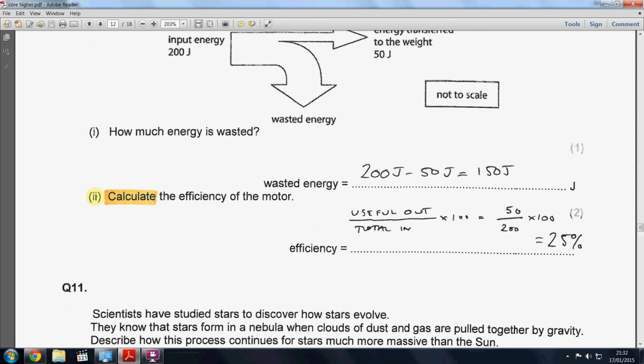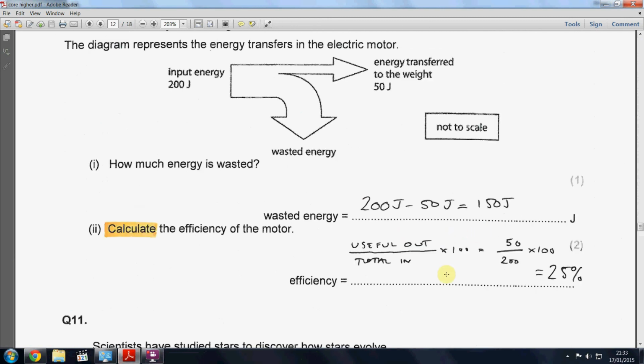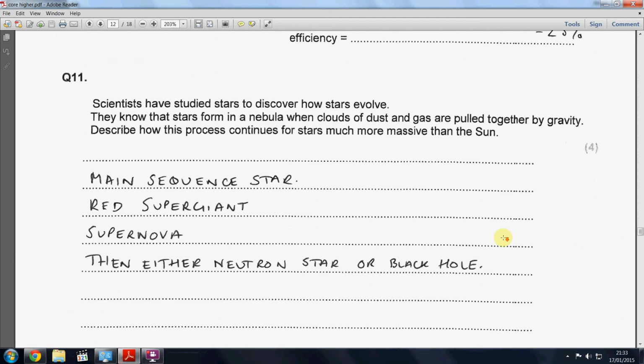It then says calculate the efficiency of the electric motor. The efficiency equation should be on the formula sheet at the front. The equation is the useful energy output divided by the total energy input, and then you can multiply it by 100 to convert it to a percentage. Now, whether or not you need to calculate this in your own head is up to you, because you should be able to see straight away that 50 is a quarter of 200, which means the whole thing's 25% efficient. But you can use the equation and get the same answer if that works better for you. The numbers aren't always that easy. Okay, question 11.